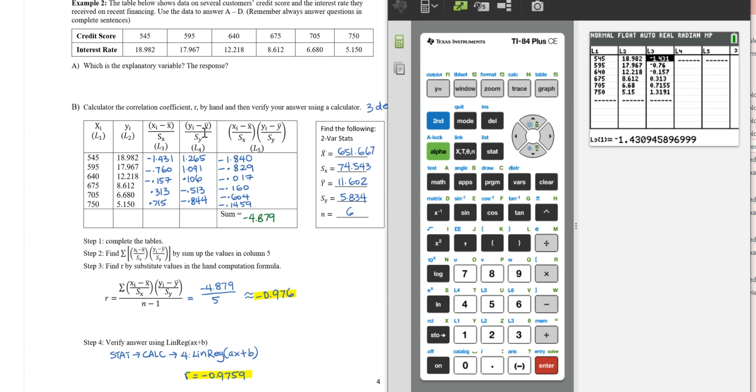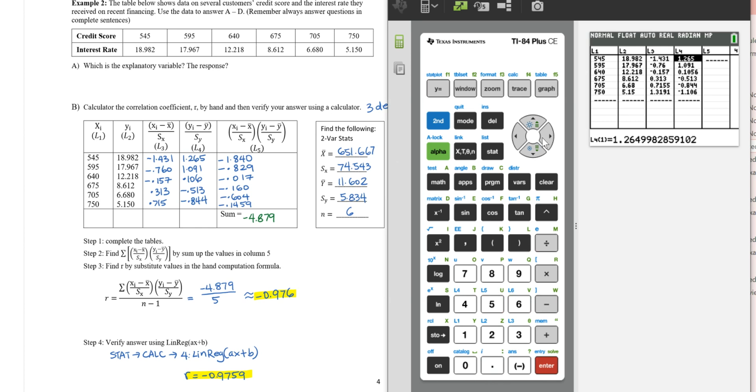Again, I can do the same thing for the y values, which are in L4, or column 4. Same thing: I want yi minus y bar over s of y. Yi is in L2, all the y values, so second 2 gives me L2. Y bar is 11.602, and over the standard deviation of y, which is 5.834. Enter. That's how you get the values in column 4.